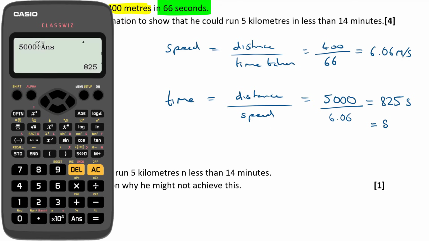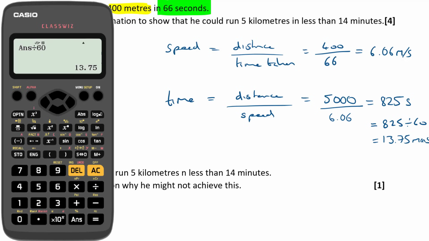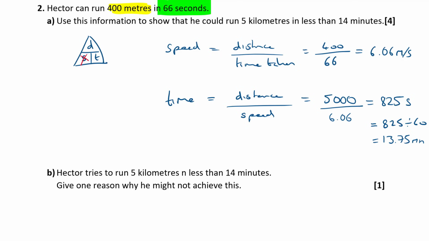So 825 divided by 60 would be what? 13.75 minutes. Now that's a decimal, isn't it? So what I want to do, if it was any other sort of question, maybe convert into minutes and seconds. But here I just need to show that it's less than 14 minutes, which I've kind of done already. So I'm just going to finish off with that then. So I can therefore say, Hector could run it in 13.75 minutes.